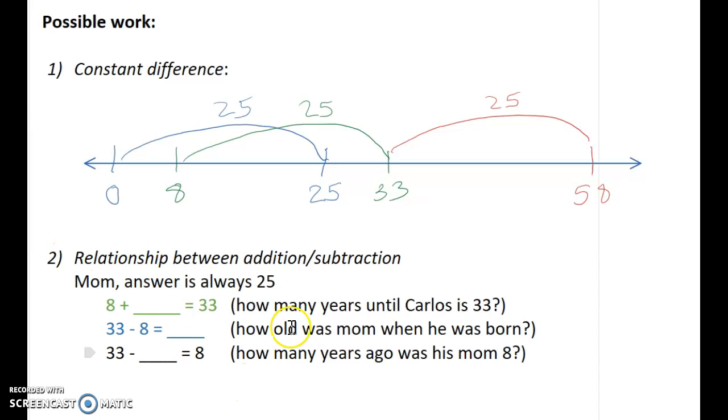Another thing kids might start to come up with is the relationship between addition and subtraction. For the mom whose answer is always 25, sometimes you're saying 8 plus what equals 33. Other times you're thinking 33 minus 8 equals what, and still other times 33 minus something equals 8. How many years ago was his mom 8 years old? So these are just some things to keep your eyes out for. There might be many, many other things, and so please, as you note them, share them with each other.